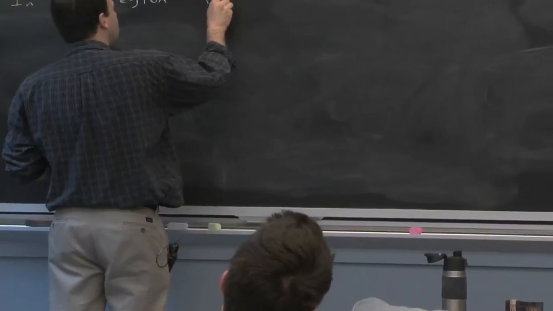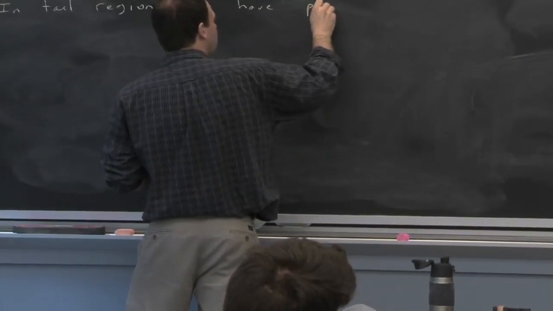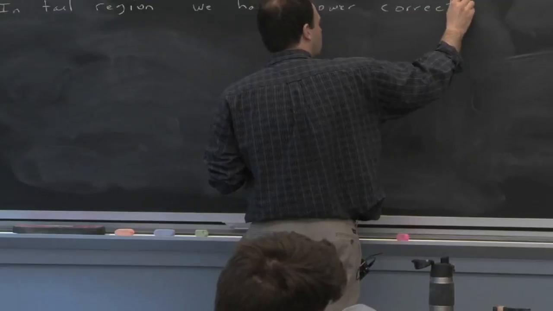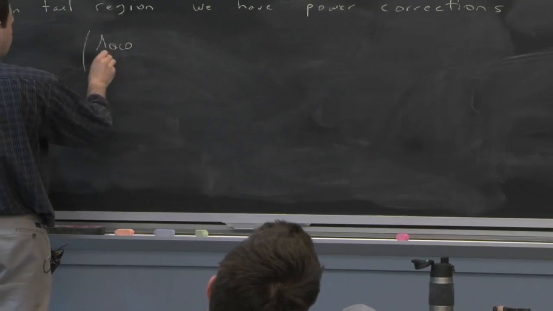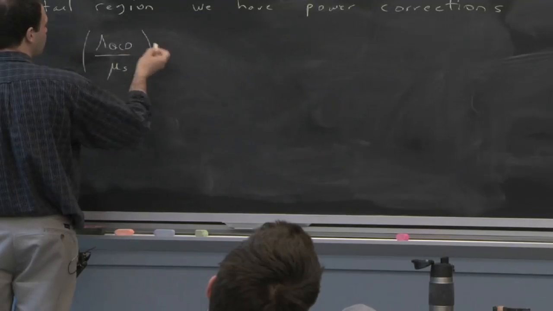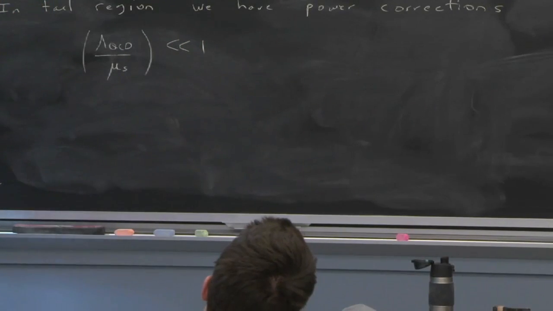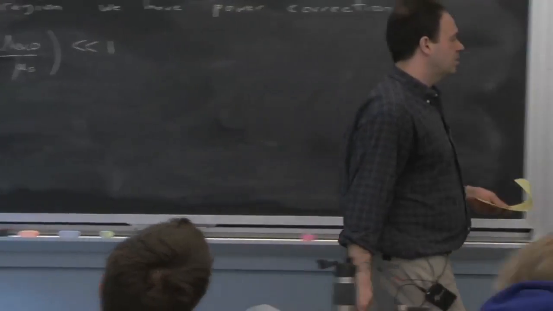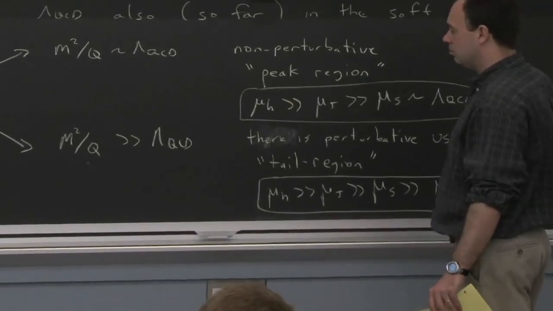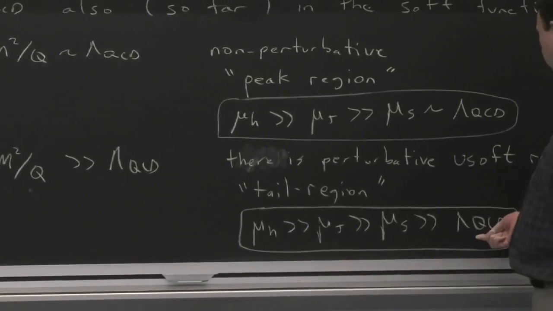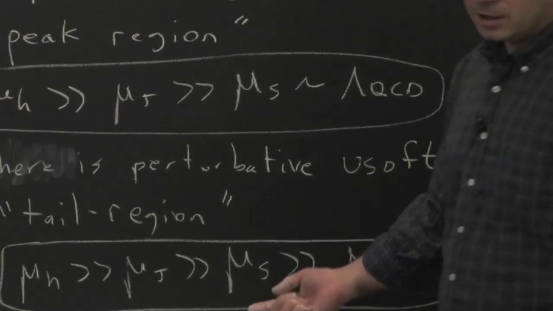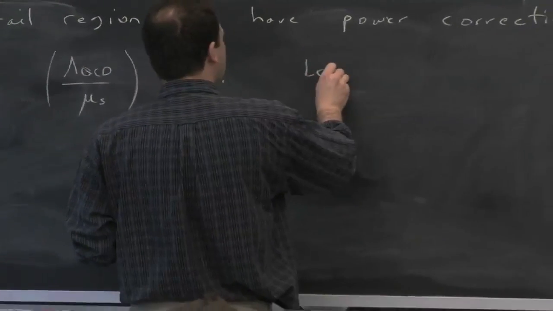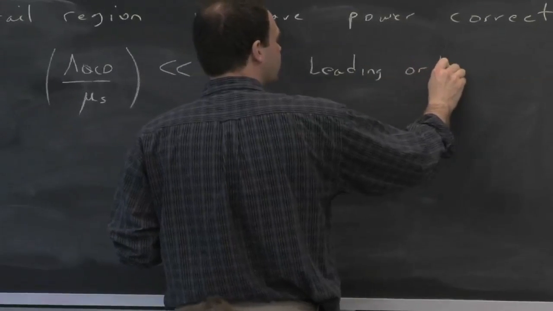If you're in the tail region, there's going to be power corrections, and these are actually the most important power corrections, that come as powers of lambda QCD over the soft scale, to some power. You're going to have a power expansion in that. So in this situation where you're in the tail region, you can have power corrections that are non-perturbative by having ratios of these things, lambda QCD over this, over that, over this. But the biggest one are these guys over the soft scale. So that's the next smallest scale.